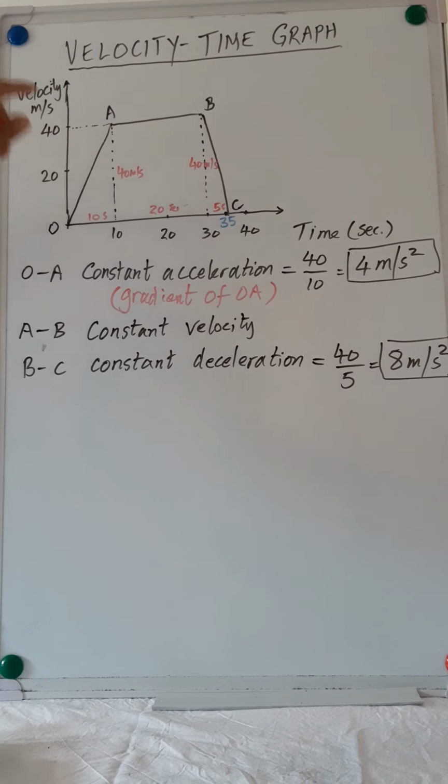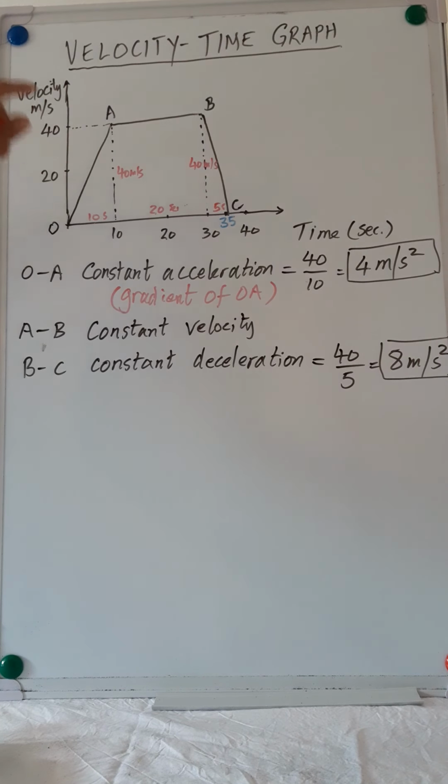Now area A is the area of this triangle, which I can shade in a different color. It is base times height divided by 2, or half base times height. That's equal to a half times 10 times 40, since the base is 10 and the height is 40, which is 200 meters. Half of 10 is 5, and 5 times 40 is 200.